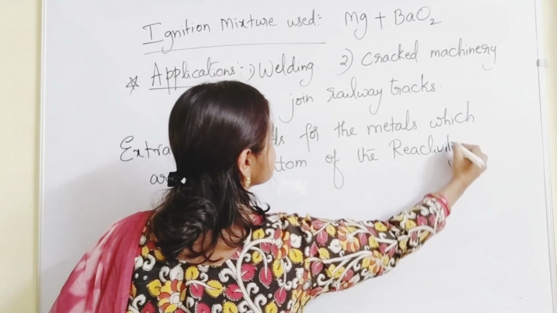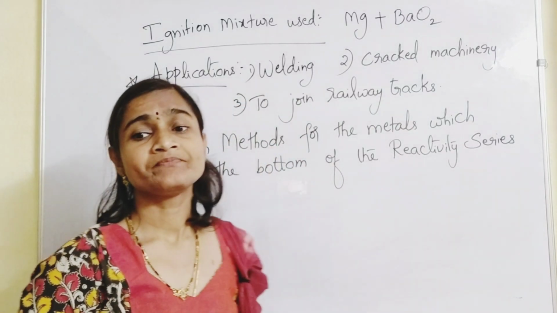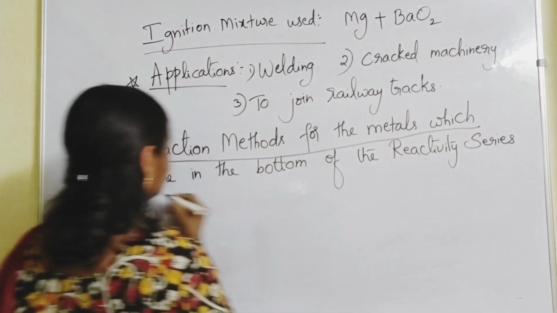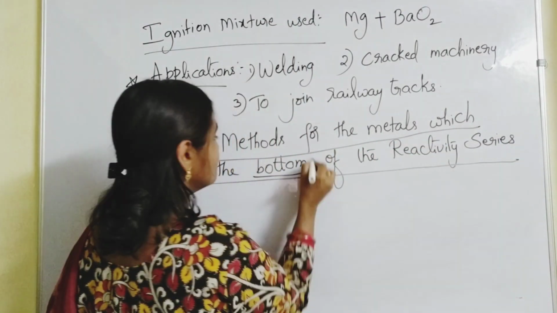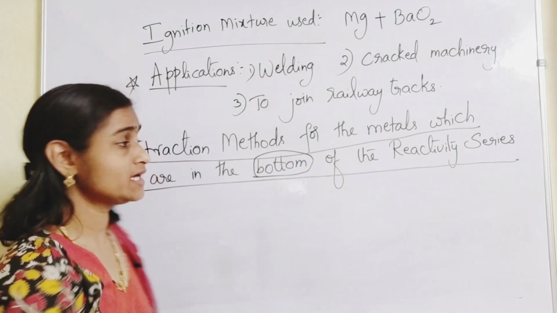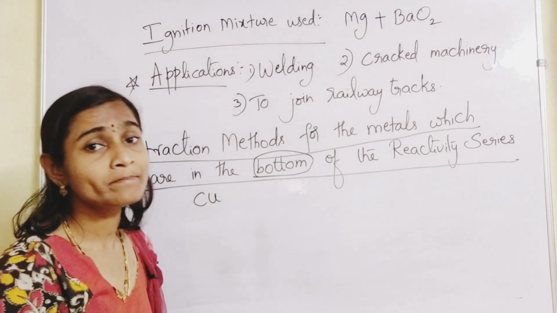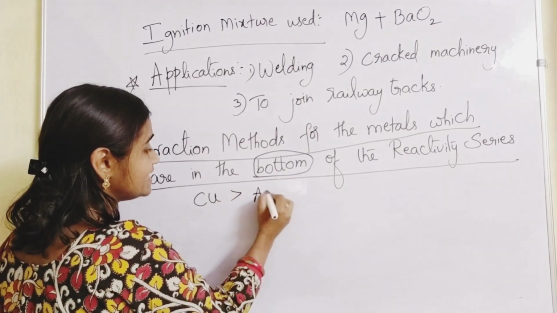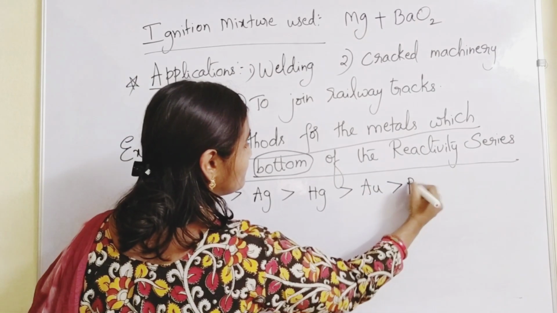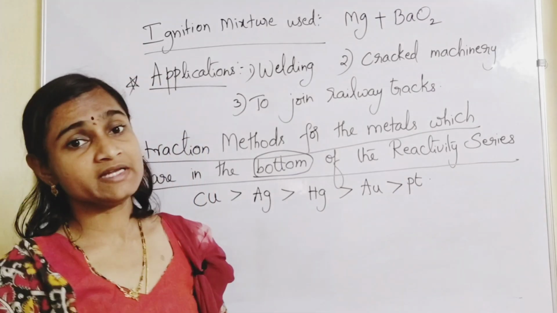What are the different methods? Let us learn about the extraction methods for metals which are in the bottom of the reactivity series. Which metals are in the bottom of the reactivity series? Did you remember? Copper, silver, Hg, Au, Pt. These are the metals in the bottom of the reactivity series.